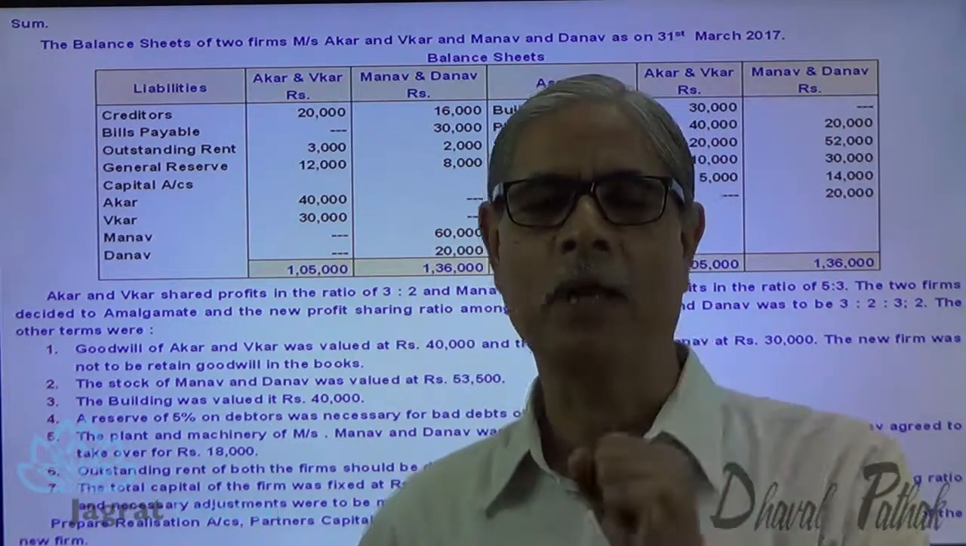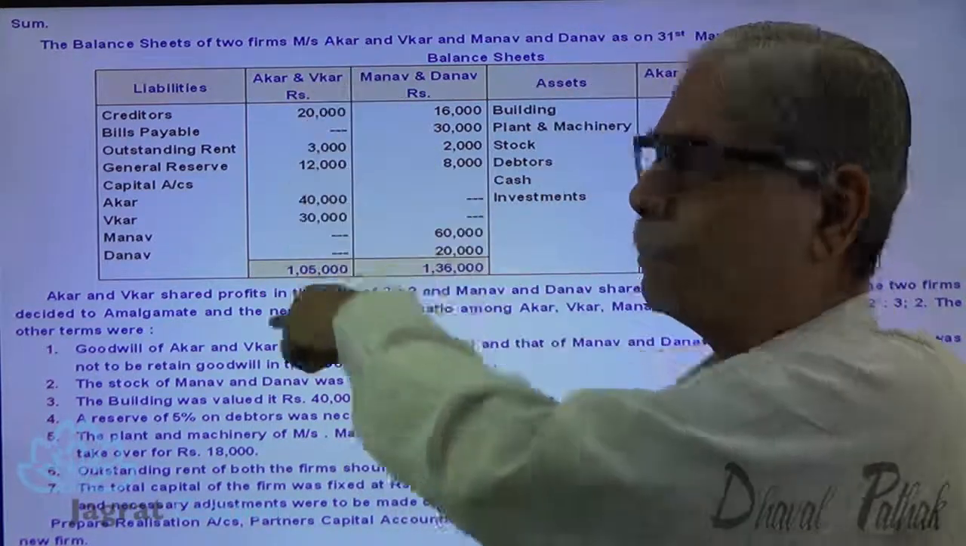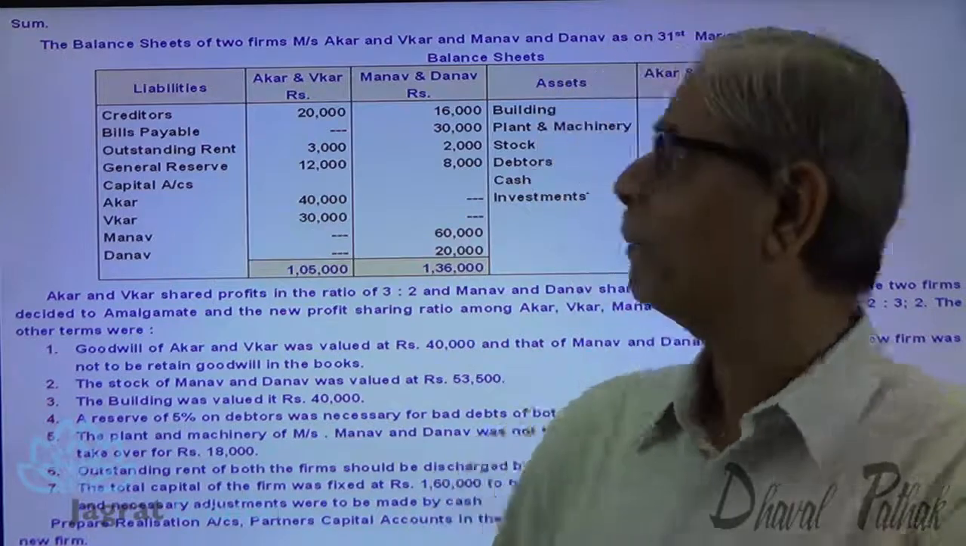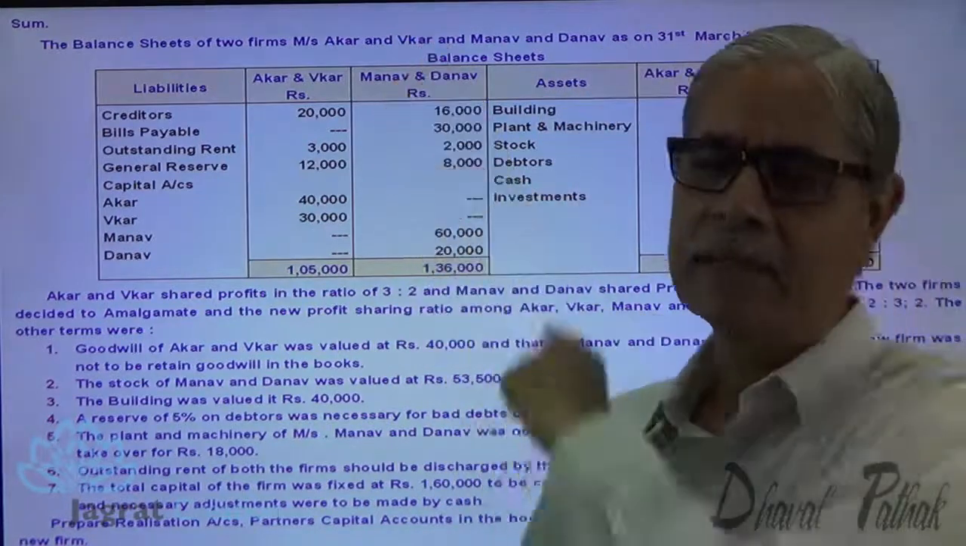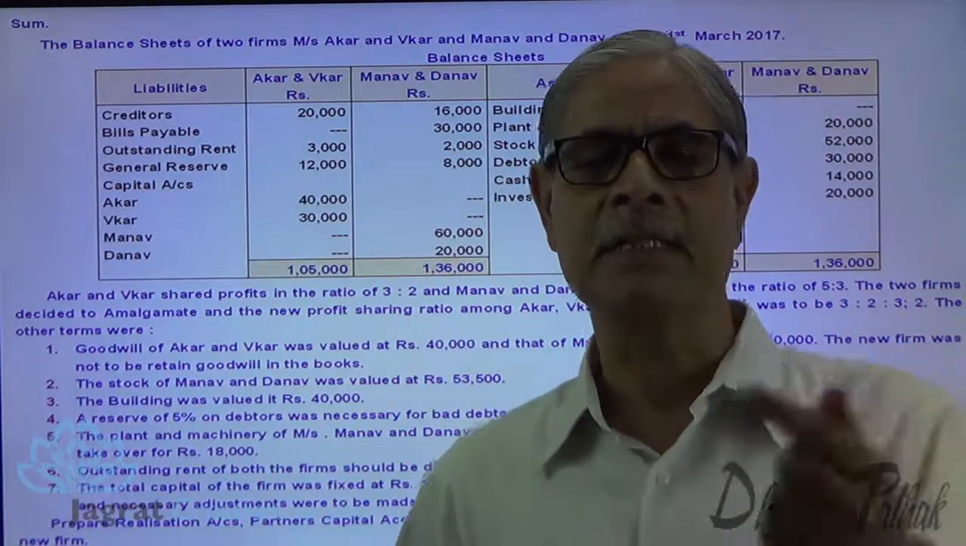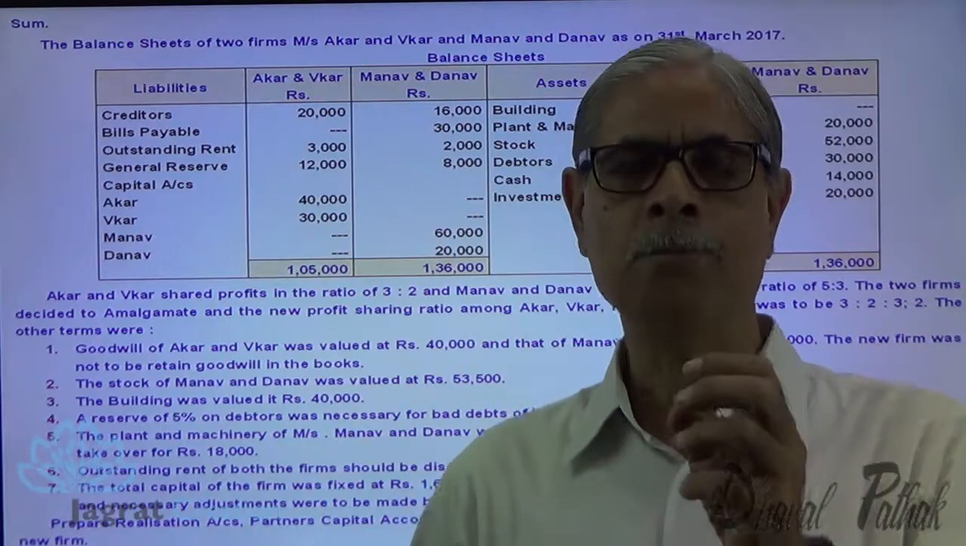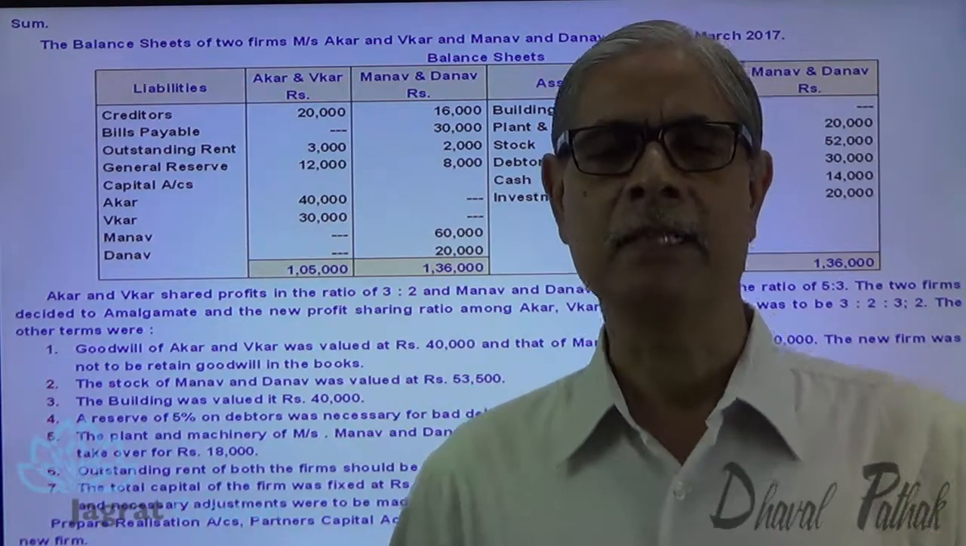But the accounting for amalgamation of firms is being done in a manner that the partnership firm of Akar and Bakar is dissolved, partnership firm of Manav and Danav is dissolved, and both the dissolved partnership firms sell their business to a new firm wherein they are the partners. This is the understanding with which this sum is to be solved.